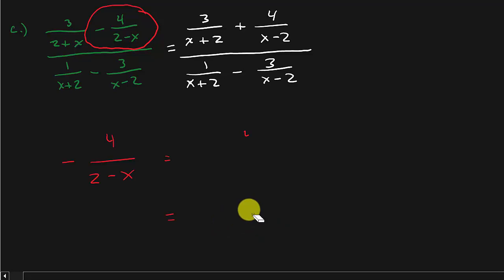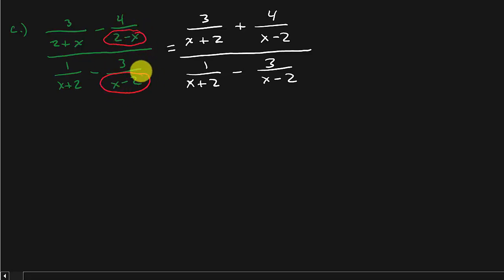Now, the simple way to go from here to here: when you notice that these two are opposites, just rewrite this one like this and change the sign in front. That's all I did. I just rewrote this one to look like this and changed the sign in front. That's all you're doing.